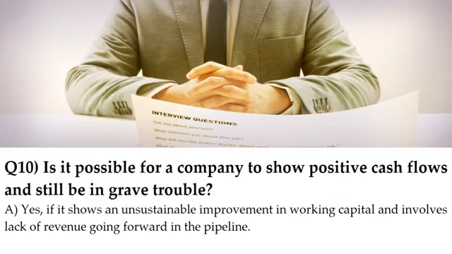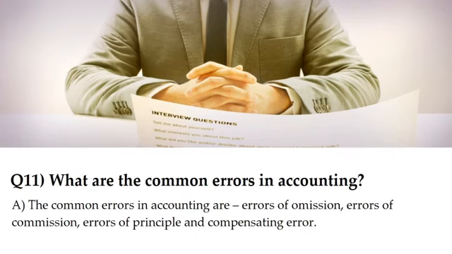10th question is, is it possible for a company to show positive cash flows and still be in grave trouble? The answer is yes, if it shows an unsustainable improvement in working capital and involves lack of revenue going forward in the pipeline. 11th question is, what are the common errors in accounting? The answer is, the common errors in accounting are error of omission, error of commission, errors of principle and compensating error.